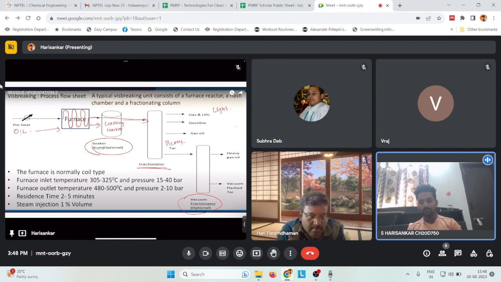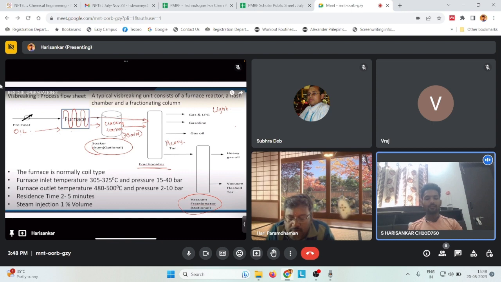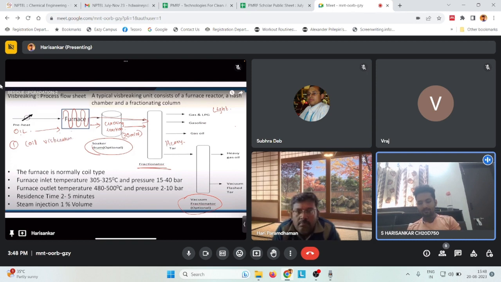Usually the oil can sit inside the soaker drum for up to 30 minutes, and the temperature is also maintained in this soaker drum for the reaction to proceed. So the visbreaking reaction occurs in the soaker drum, and then the broken oil compounds get sent to a fractionator. So these are the two types of visbreaking that we can generally see. The first one is coil visbreaking, and the second one is soaker visbreaking.